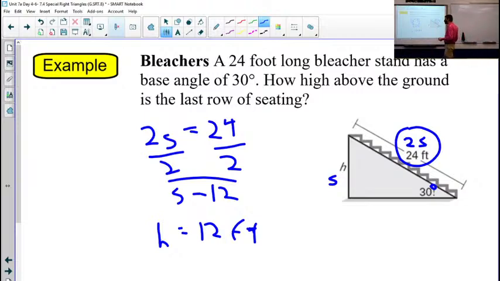A lot of these should go that fast. The idea is that this is a shortcut to find it. And it should be just as fast for you to tell me that if I wanted to find that horizontal length, I would take my 12, and because my pattern says to take that short leg and attach square root of 3 onto it. Done.